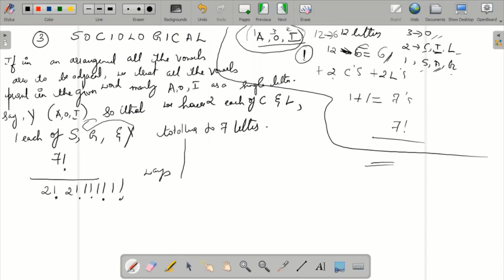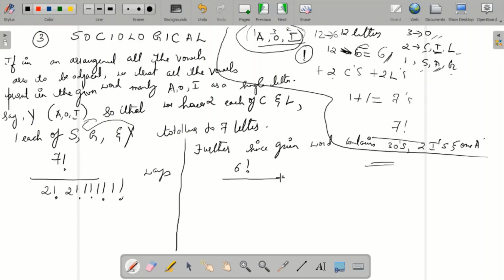This is one way of arranging that. Further, since the given word contains three O's, 2 I's and 1 A, they can be arranged themselves in how many ways? 6 factorial divided by 3 factorial of O, 2 factorial of I and 1 factorial of A ways.